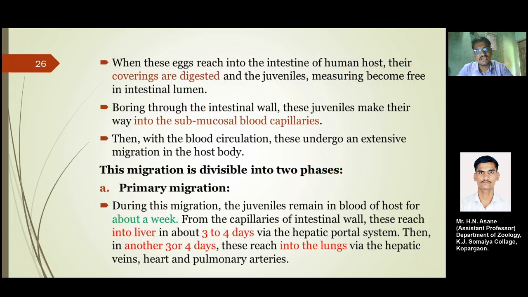When these eggs reach the intestine of a human host, their coverings are digested. The coverings are made up of shells and calcareous cells. They get digested, and the juveniles become free in the intestinal lumen, not in the stomach, but free in the intestinal lumen.